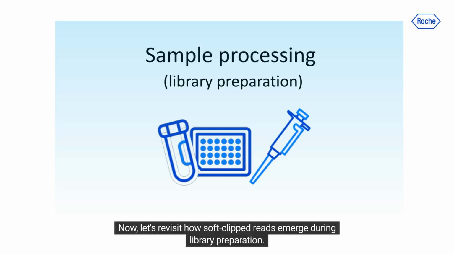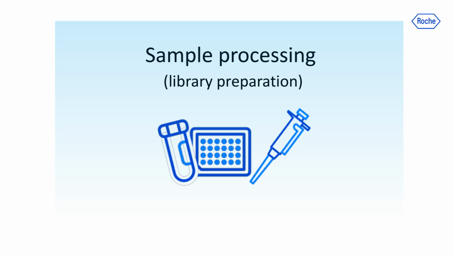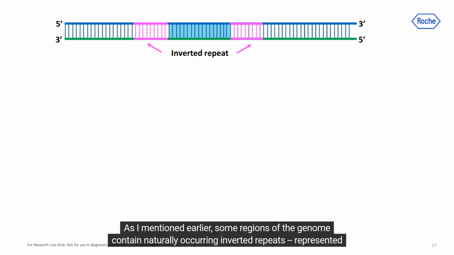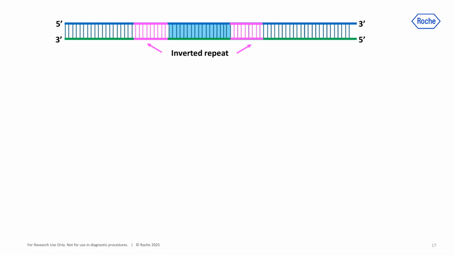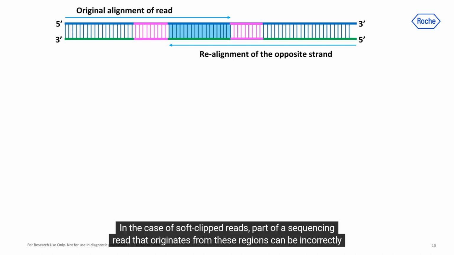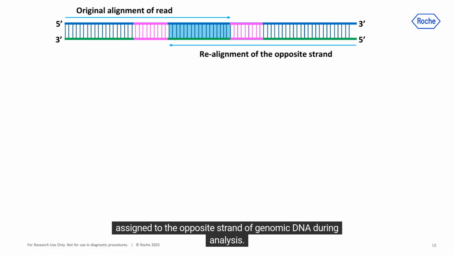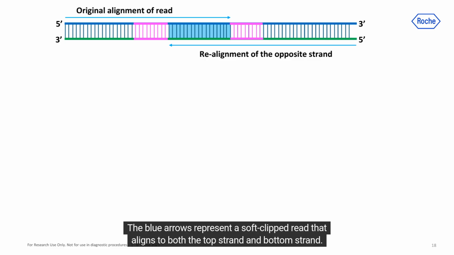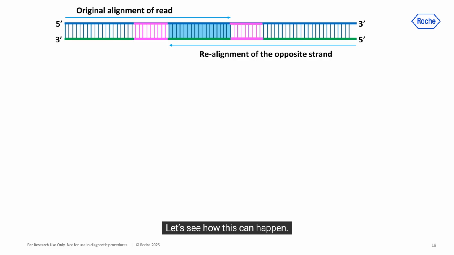Now, let's revisit how soft-clipped reads emerge during library preparation. As I mentioned earlier, some regions of the genome contain naturally occurring inverted repeats, represented here in pink. In the case of soft-clipped reads, part of a sequencing read that originates from these regions can be incorrectly assigned to the opposite strand of genomic DNA during analysis. The blue arrows represent a soft-clipped read that aligns to both the top strand and bottom strand. Let's see how this can happen.